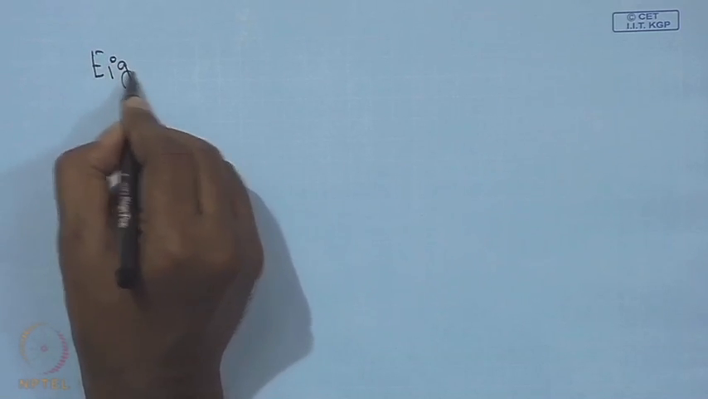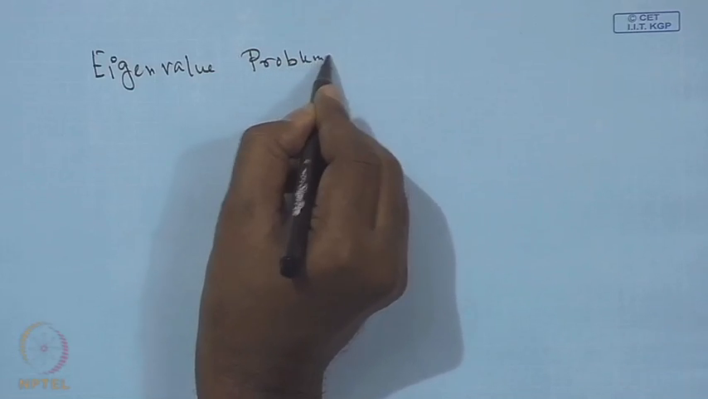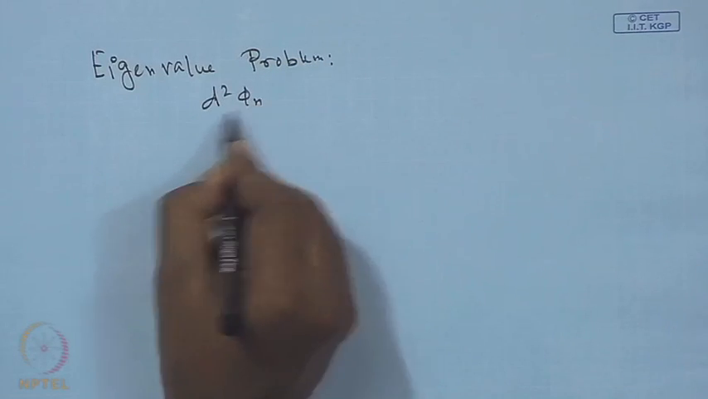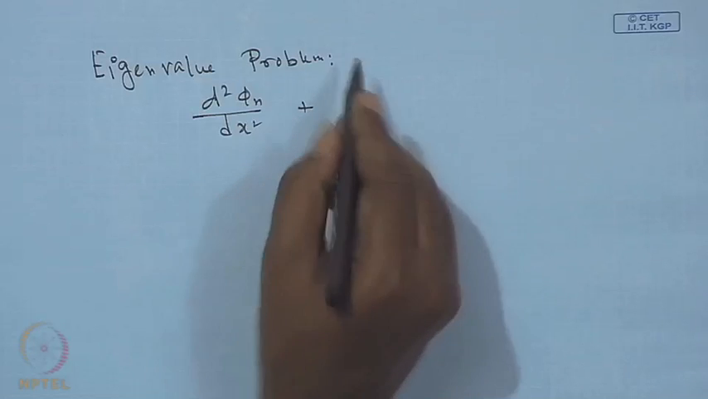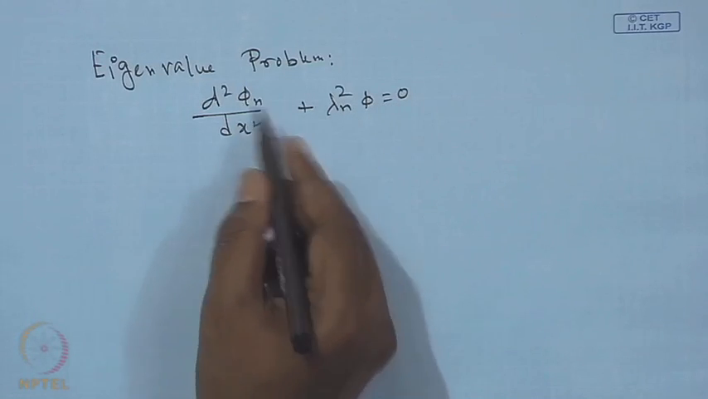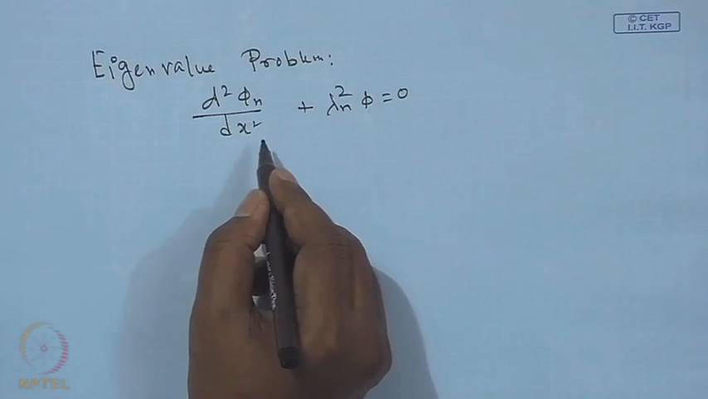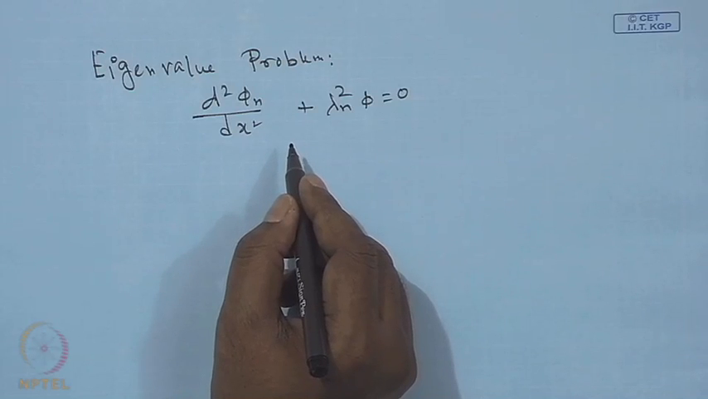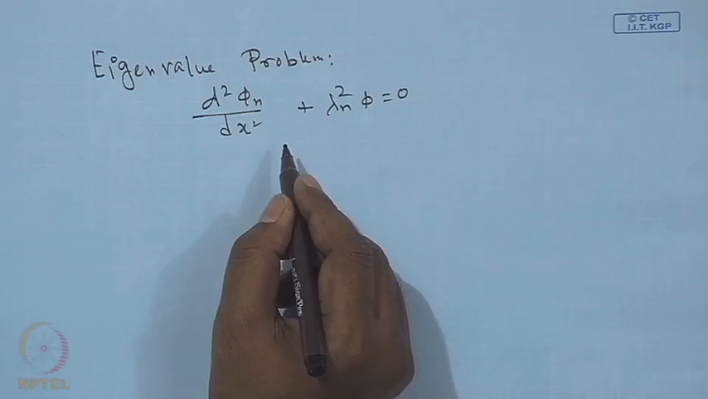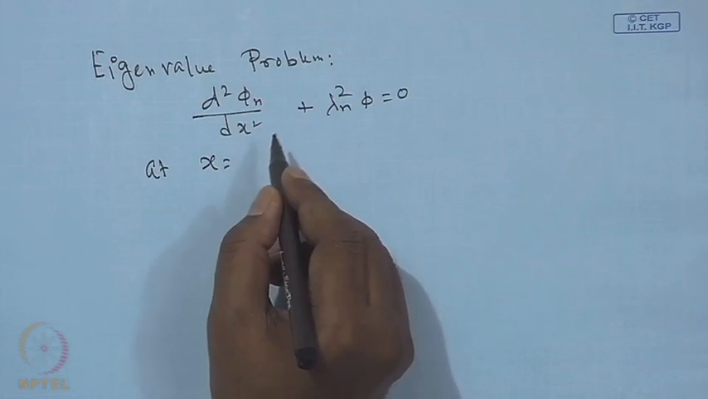Now, if you look into the partial eigenfunction method, the corresponding eigenvalue problem will be d squared phi n by dx squared plus lambda n squared phi is equal to 0. For this eigenvalue problem, the mother problem is the Green's function, so it must satisfy the boundary conditions of the Green's function, and both the boundaries were homogeneous. So, we write the boundary conditions on this eigenfunction.